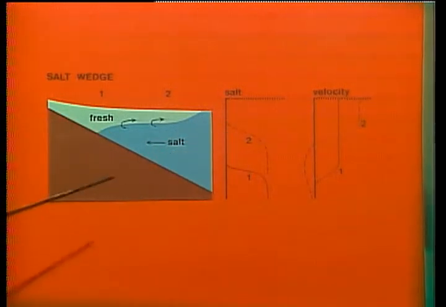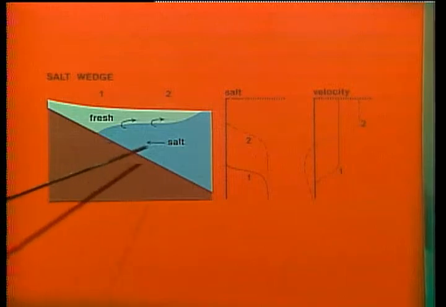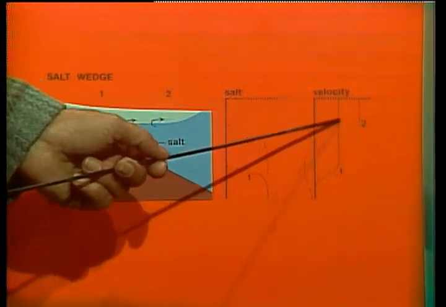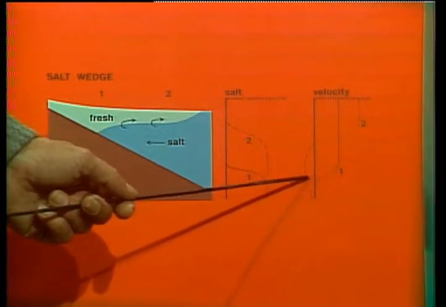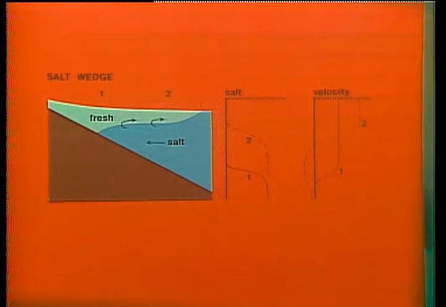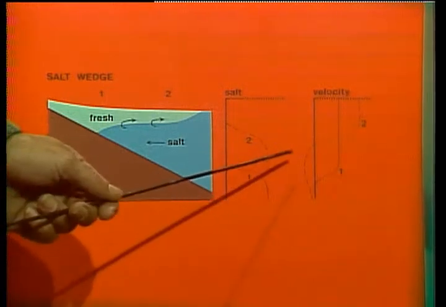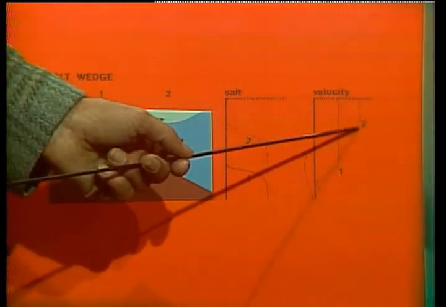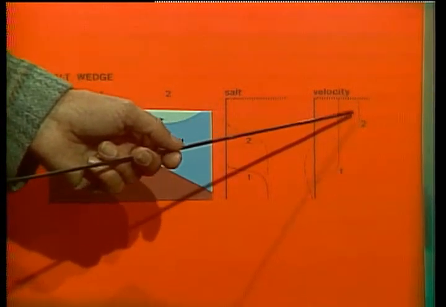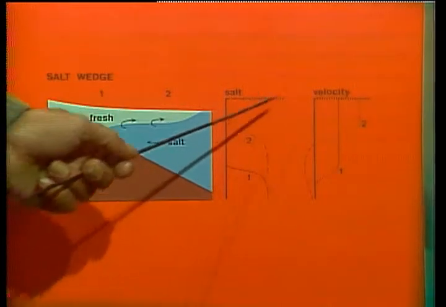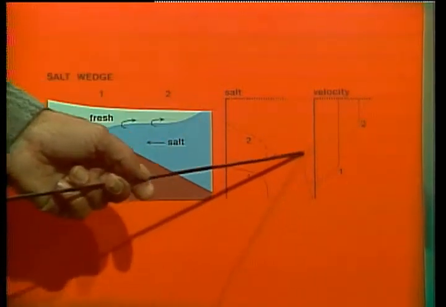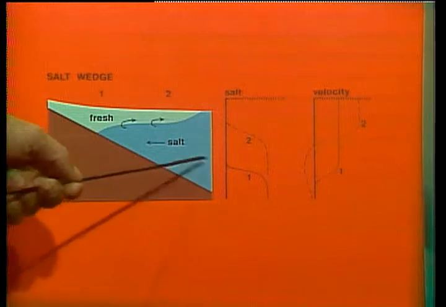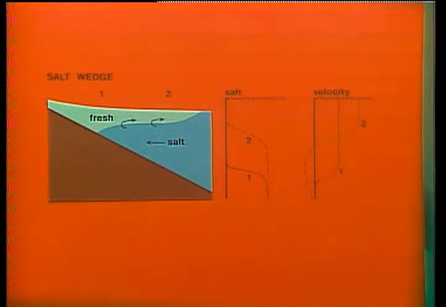If we plotted velocity, we would find at position 1 we had a velocity in the surface layers which gradually decreased to 0 in the bottom layer. And at position 2 in the estuary proper, as we went through the boundary between the fresh water and the salt, we would find that the velocity in fact reversed, indicating a flow of salt water in.